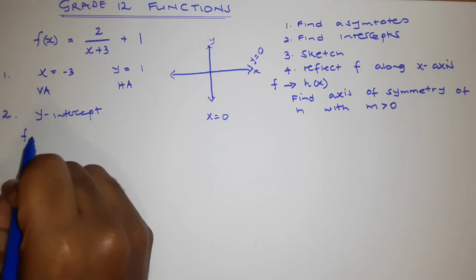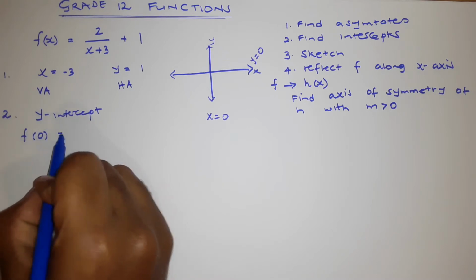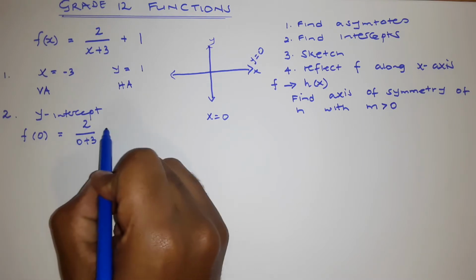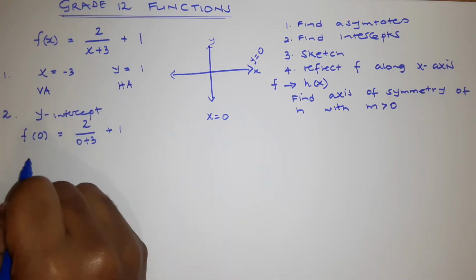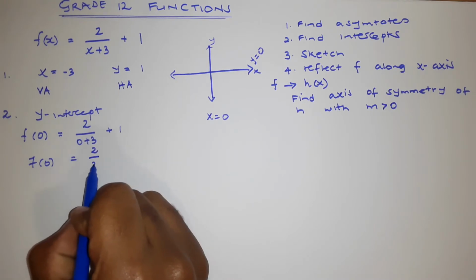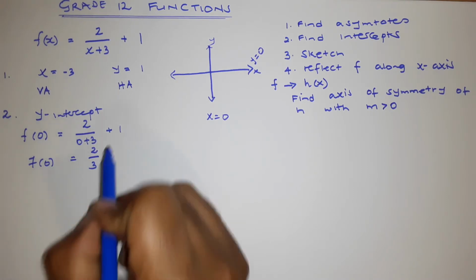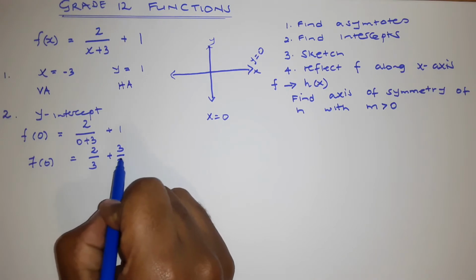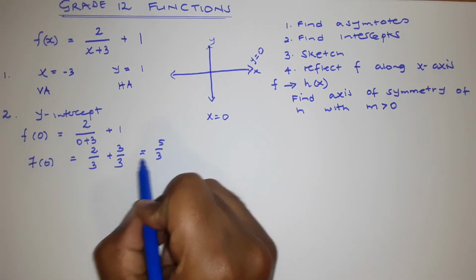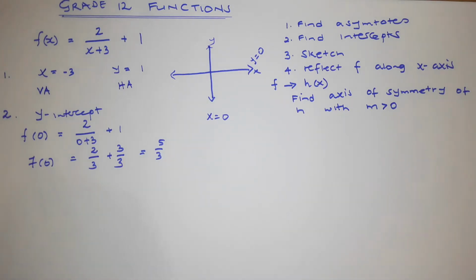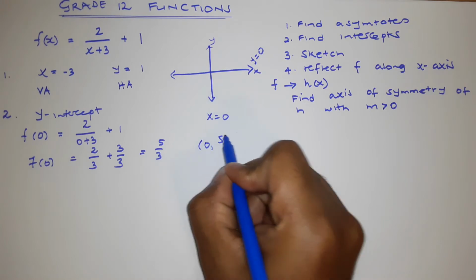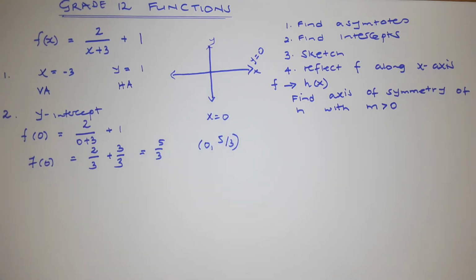Hence, our y-intercept is going to be f of 0 equals 2 divided by 0 plus 3, plus 1. So f of 0 equals 2 divided by 3 plus 1. I can also write it as 3 divided by 3, so that equals 5 over 3. The coordinates of the y-intercept are (0, 5/3).